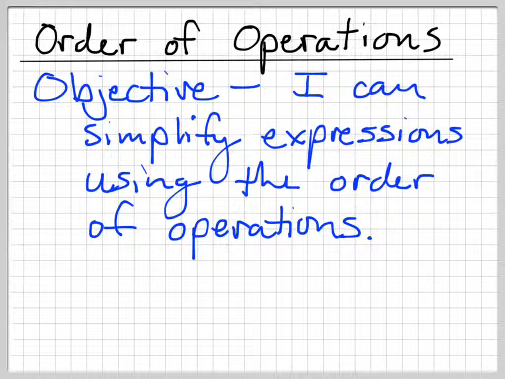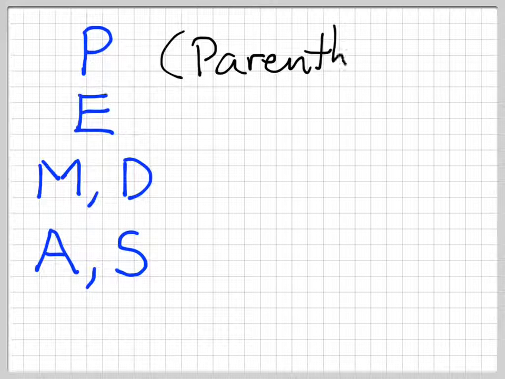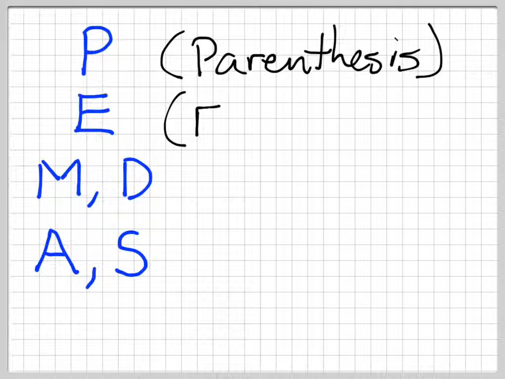Okay, I'm going to go ahead and flip to a blank screen here. For order of operations, please write vertically this: PEMDAS. You probably heard the acronym PEMDAS. We use this to help us remember which steps we should take. P stands for parentheses. E stands for exponents.